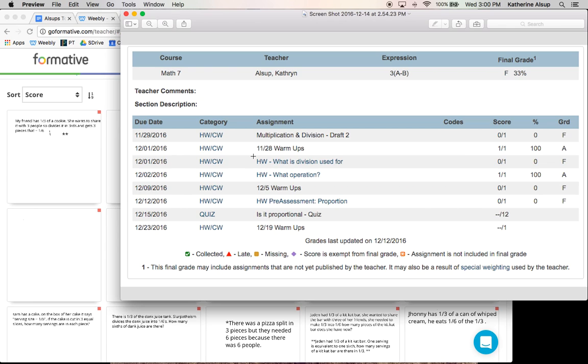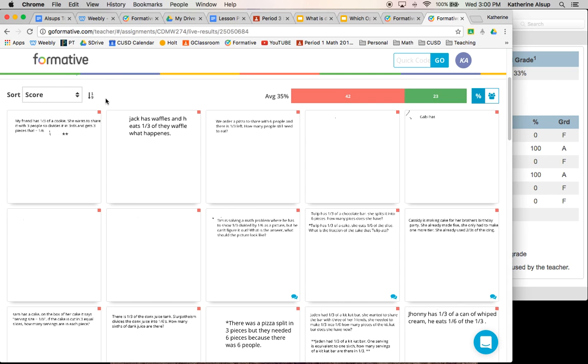The next two here are 2 homework assignments that were both started in class. What is division used for, and which operation? These assignments were to help students, again, think about what does division really mean? What does the dividend mean? What does the divisor mean? What does the quotient mean? And so I'm going to go in Google Classroom and open both of those up.